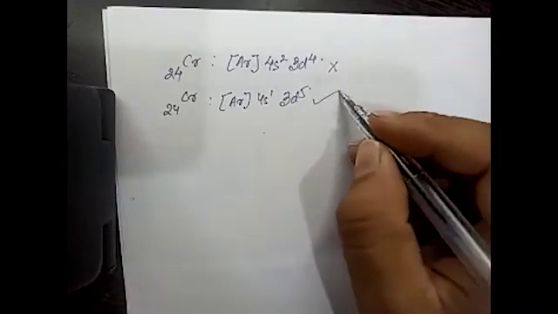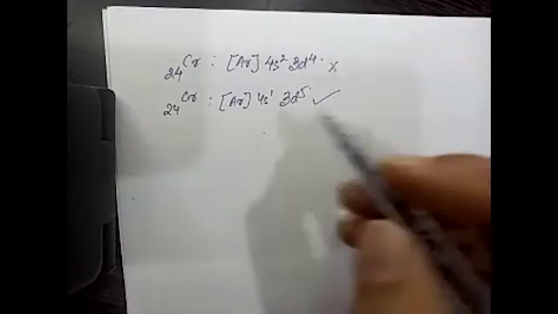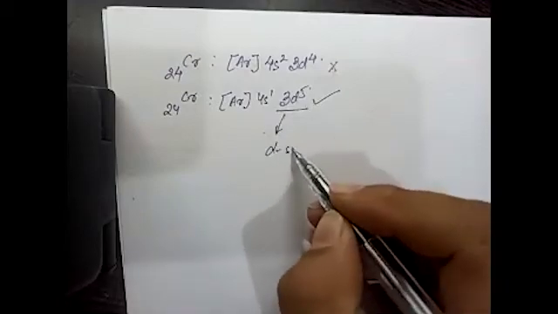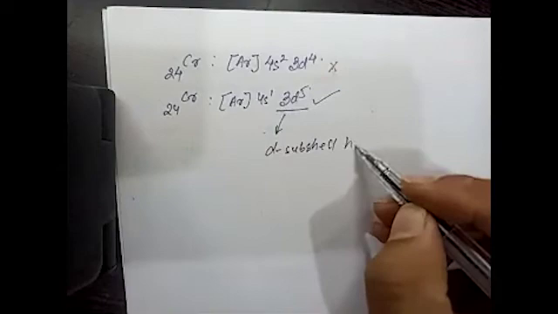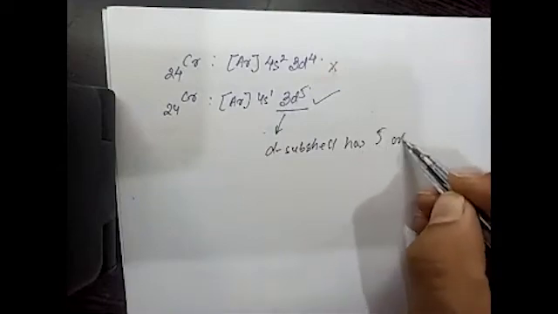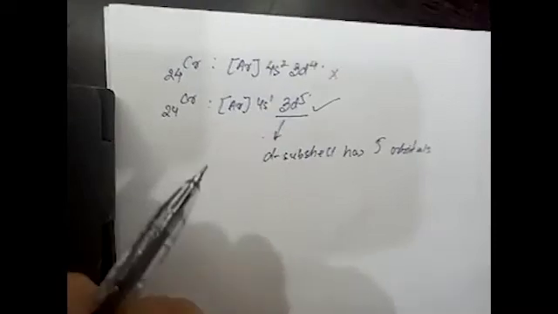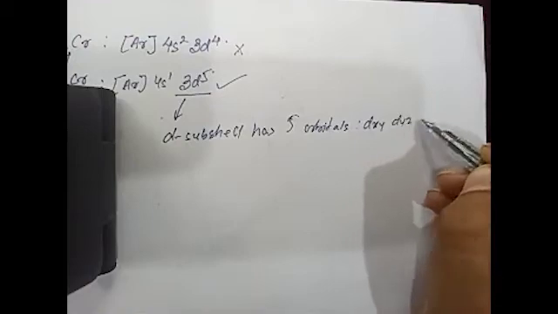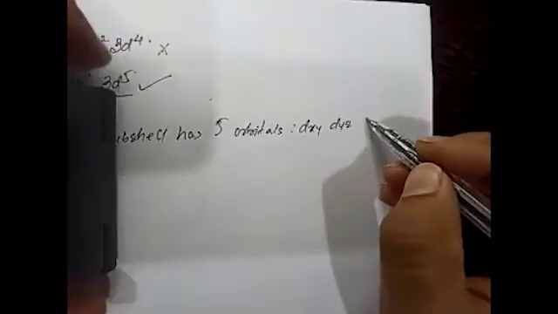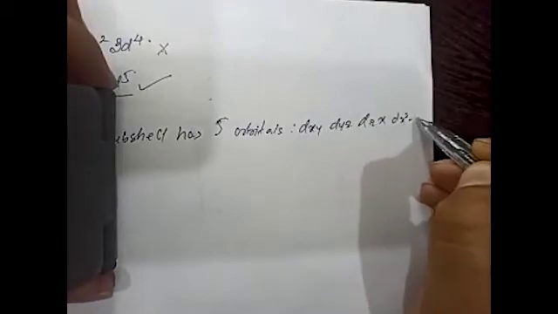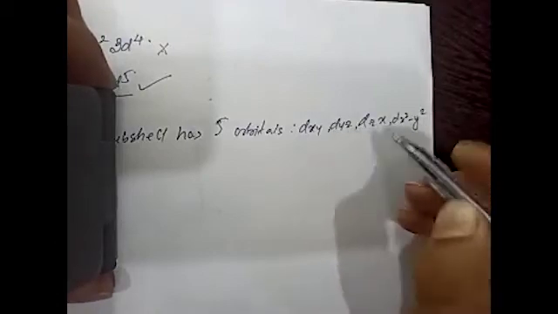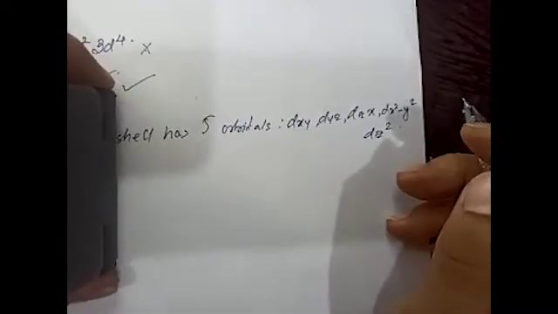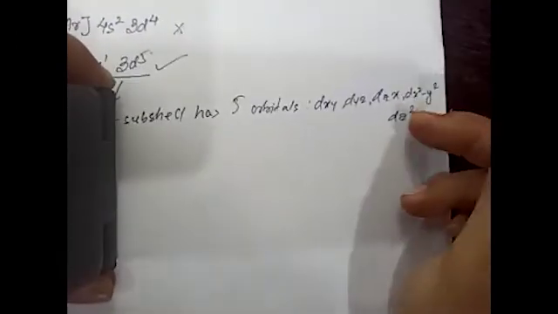Why is this correct and this wrong? Okay, the reason is that D subshell has 5 orbitals. D subshell has 5 orbitals. What are the 5 orbitals? dxy, dyz, okay, dzx, dx square minus y square, and dz square. I need not tell you, you know that. Okay, these are the 5 d orbitals in the D subshell.